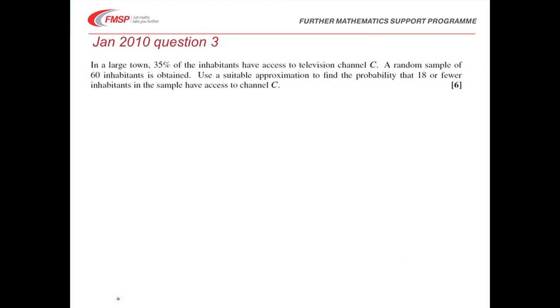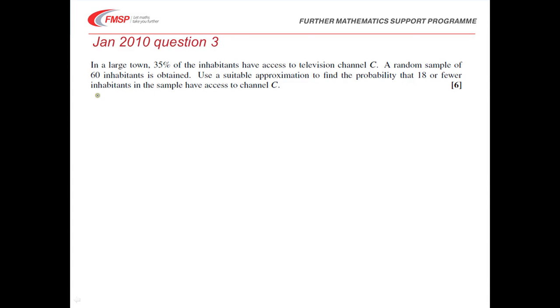Okay, so another question we've got. In a large town, 35% of the inhabitants have access to TV channel C. A random sample of 60 is obtained, and we're asked to use a suitable approximation to find the probability that 18 or fewer inhabitants in the sample have access to channel C. So again, we're probably going to be required to use a normal distribution table here because we're asked to do an approximation of some type.